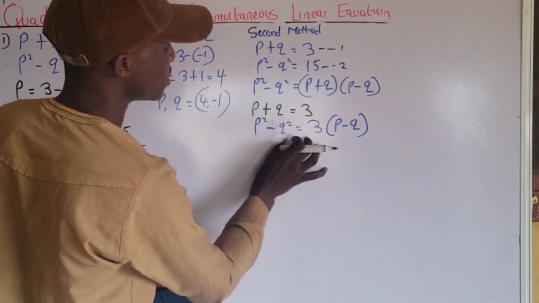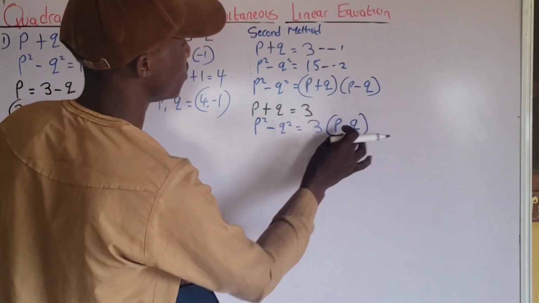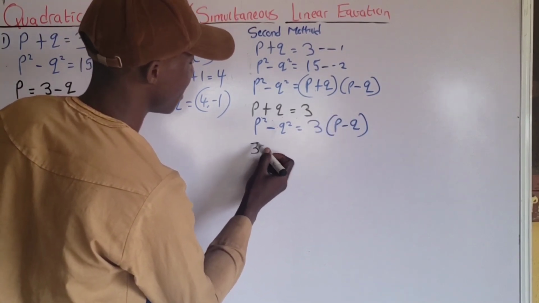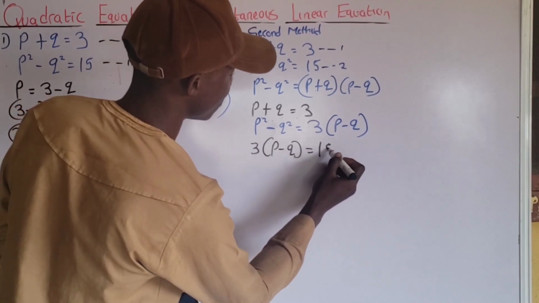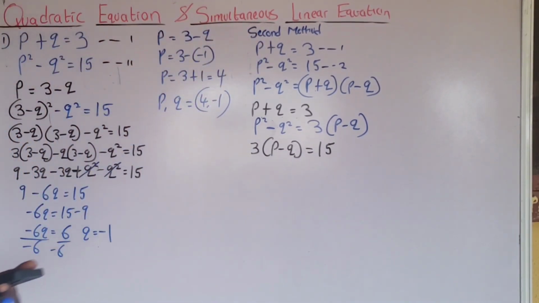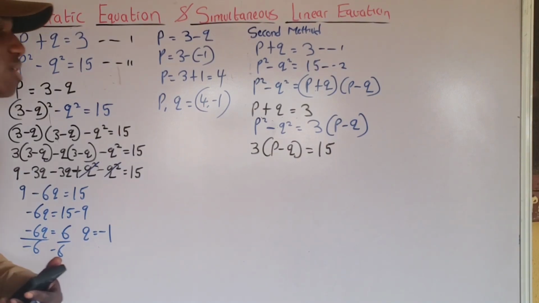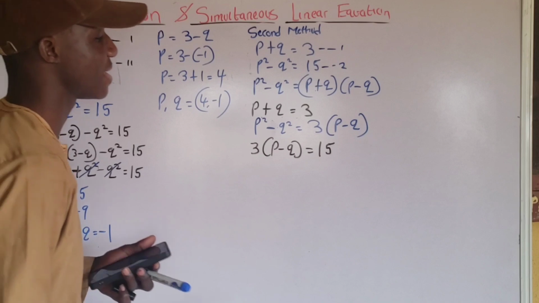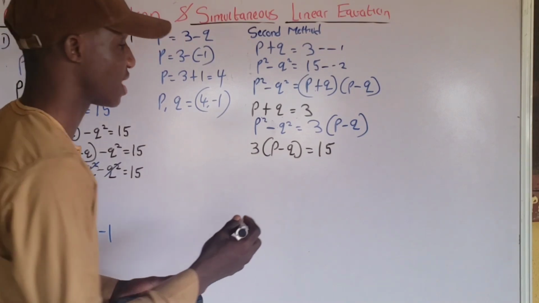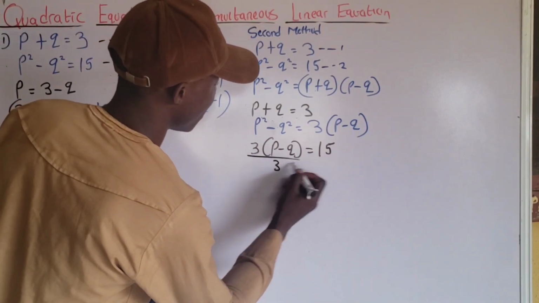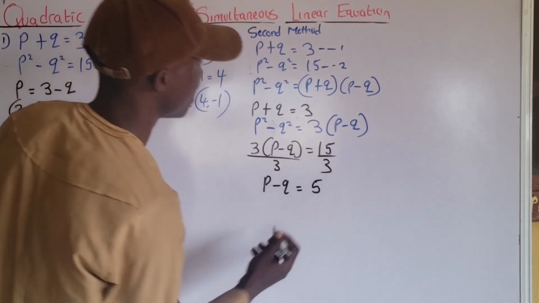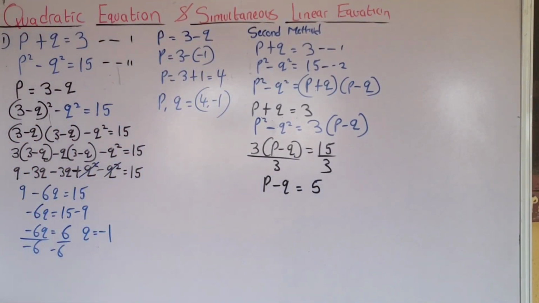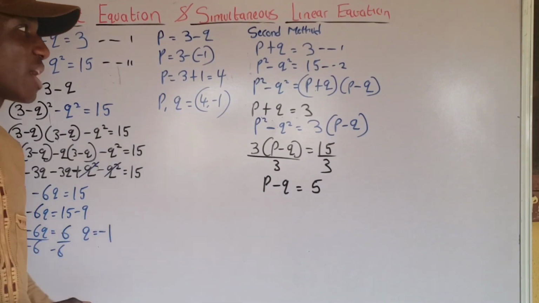Now, since you know that p squared minus q squared is equal to 15, and p squared minus q squared is equal to 3 into bracket p minus q, definitely 3 into bracket p minus q will be equal to 15. Now, from this point, you are going to divide both sides by 3. So p minus q is equal to 5. Now we have gotten the value of p minus q as 5.